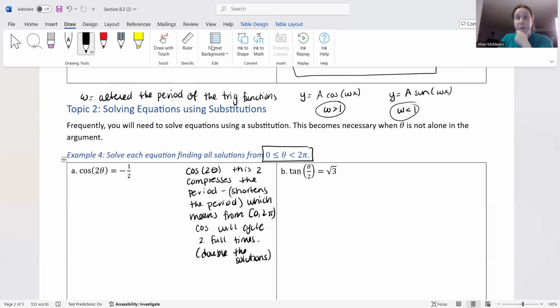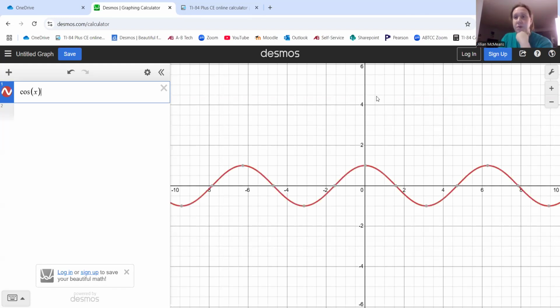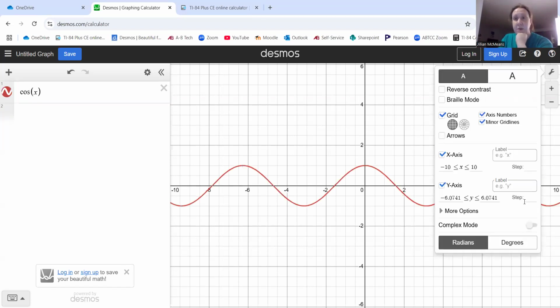Let's look at Desmos. I think Desmos really helps us bring this to life. So in Desmos, let's just graph cosine of theta. In Desmos, you would just graph cosine of x. Then what we want to do is tweak the x-axis. We know that x represents our angles theta, and the y-axis represents our ratios.